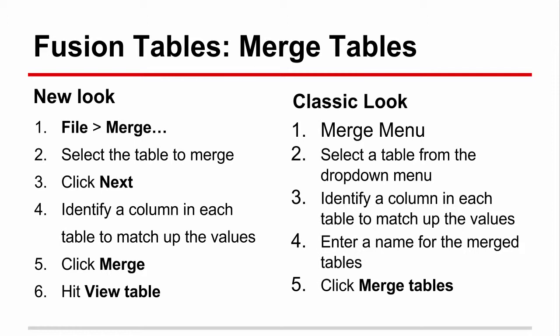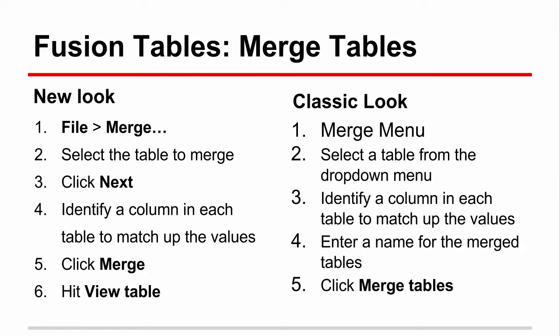Now, in the Classic Look, you follow similar steps. The difference is that there is a designated Merge menu to activate the merge. Then select the table from the drop-down menu. You might need to hit the Get button first to generate the file drop-down menu. If you recall the name of the file, you can also input it manually, then click Get. Automatically, the column headings will display, and you are asked to identify the columns with matching values.